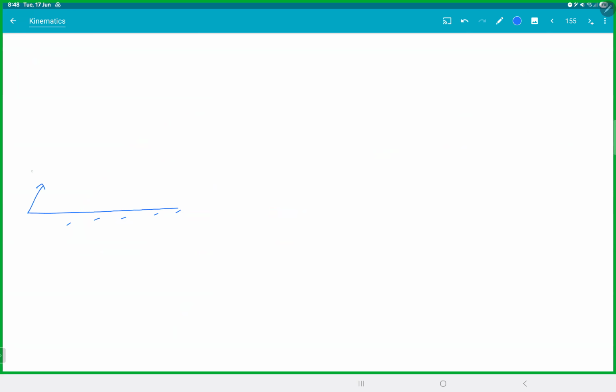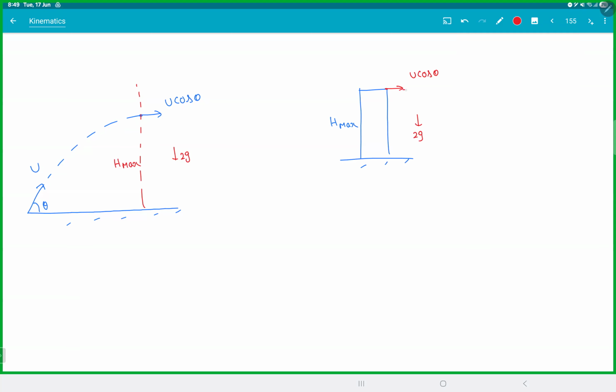So when you project it with u and theta, when it reaches h max, the speed will be u cos theta. So the right side of the gravity became 2g. So the question has become like this, and this height is h max. So can I say the whole question has become like this? So the new question is, we have a building of height h max. Someone threw a particle horizontally with a speed u cos theta, and here the gravity is 2g. And I'm asking you to find the range.